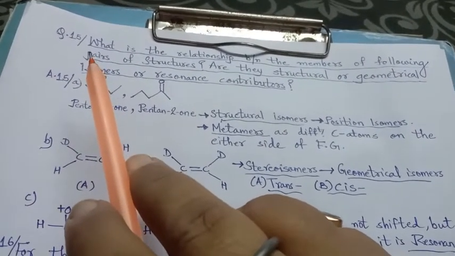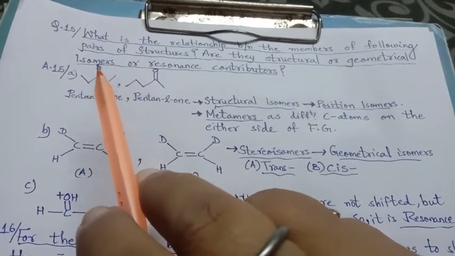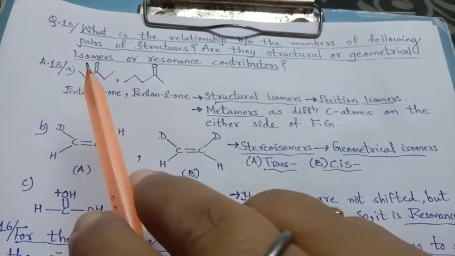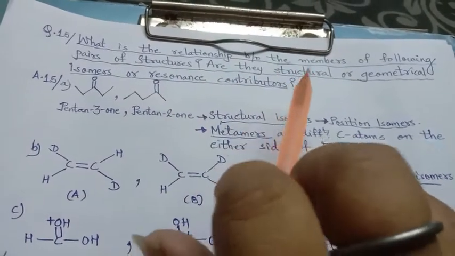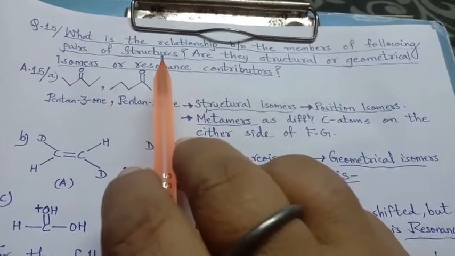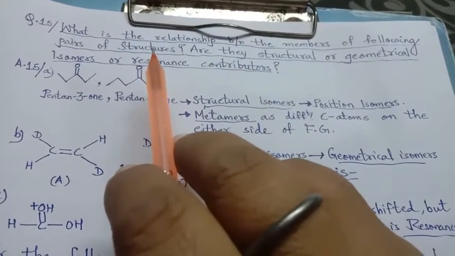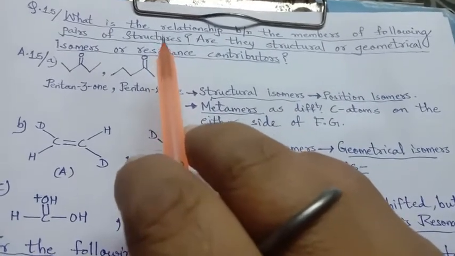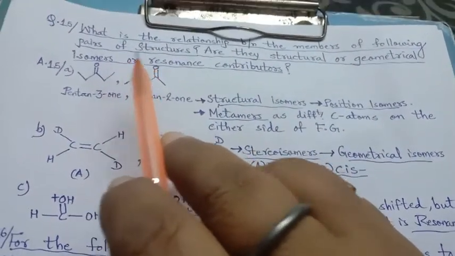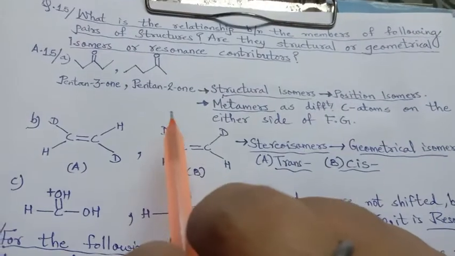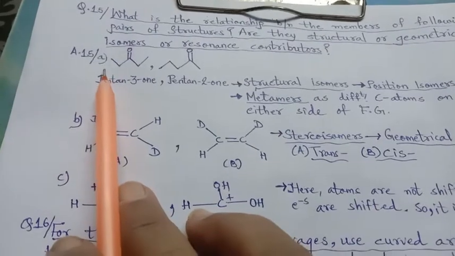So, from question 1 to question 17 are all the questions which we have already finished from this chapter. Right? So, the 15th question is, what is the relation between the members of the following pairs of structures? Here we are given pairs of structures and we are supposed to find out what is the relation between them. Are they structural or geometrical isomers, or are they just resonance contributors? So let us see the answer to 15a.